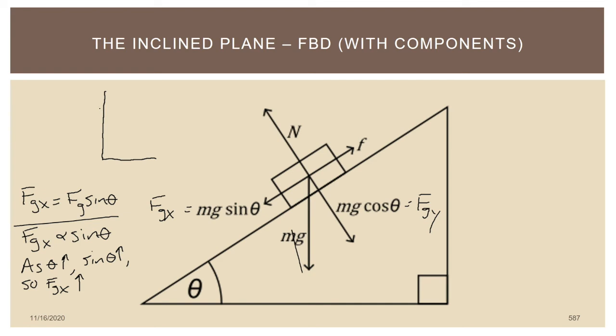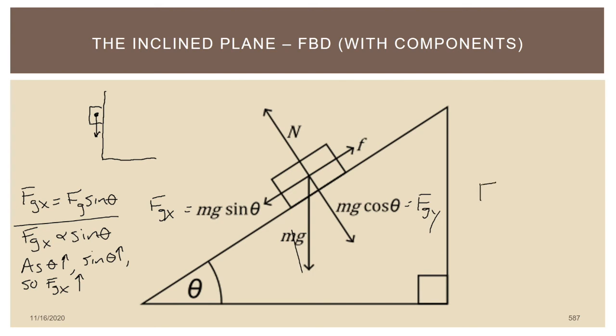And notice essentially what this equation is saying, although it's a little goofy, is that the FGX, the component of the weight shifted down the ramp, is exactly equal to the weight when the angle is 90 degrees. And yeah, that makes sense because this thing is basically in free fall when it's at a 90-degree angle.